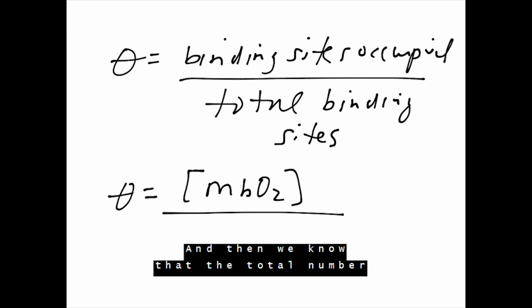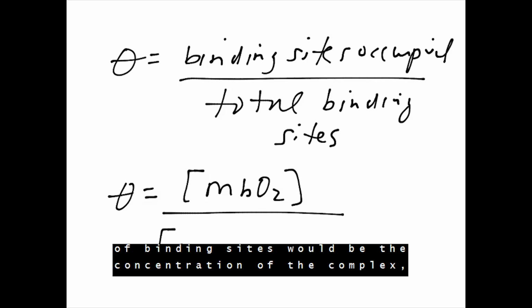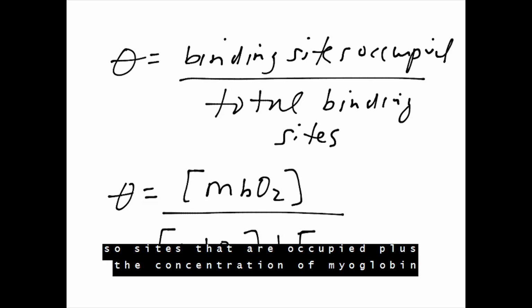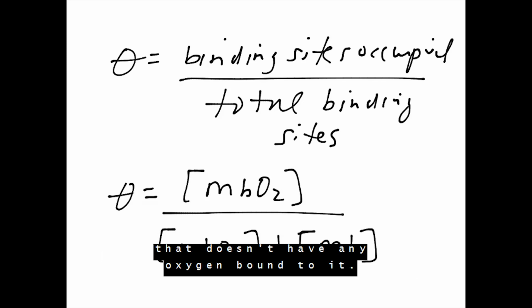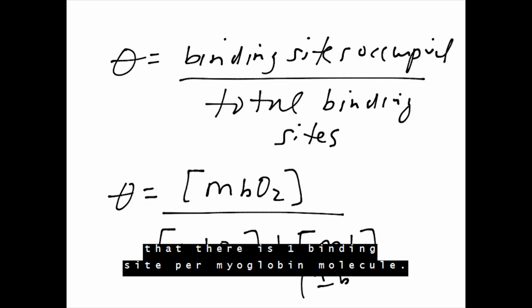And then we know that the total number of binding sites would be the concentration of the complex, the sites that are occupied, plus the concentration of myoglobin that doesn't have any oxygen bound to it. Again, this is because we remember that there is one binding site per myoglobin molecule.